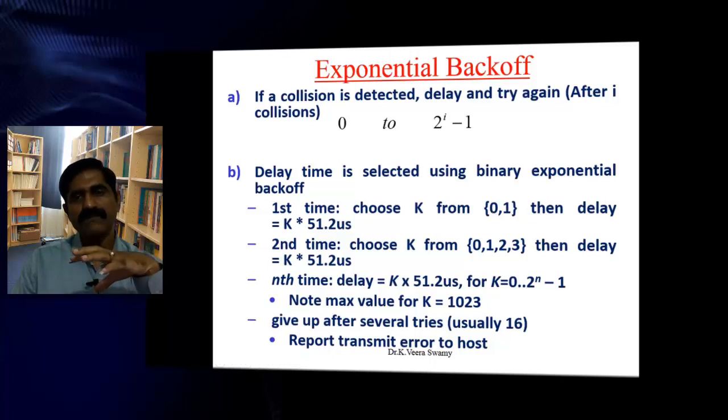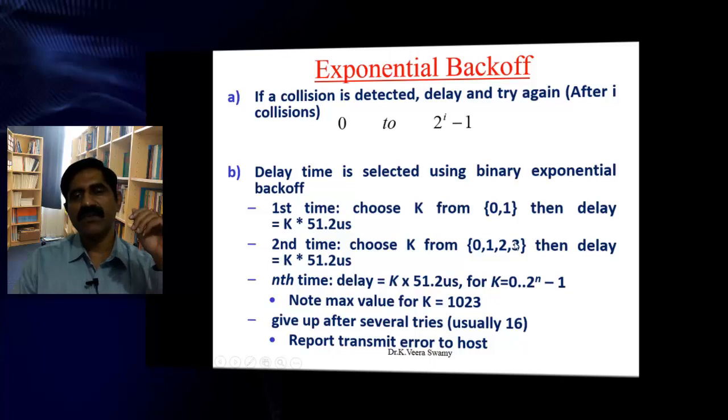Suppose both stations pick the 0th slot, then once again a collision will happen. We treat that as the second collision. Then i becomes 2, 2 squared is 4, 4 minus 1 is 3. So now the time slots change from 0 to 3. The probability of both stations picking the same slot is now reduced, because the number of slots is larger. But earlier, the probability of picking the same slot was high.